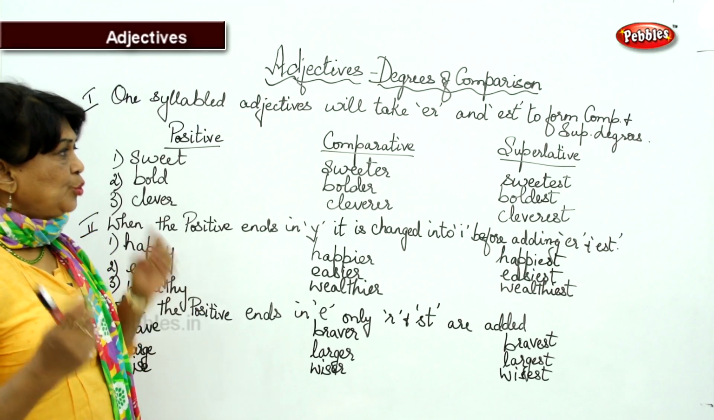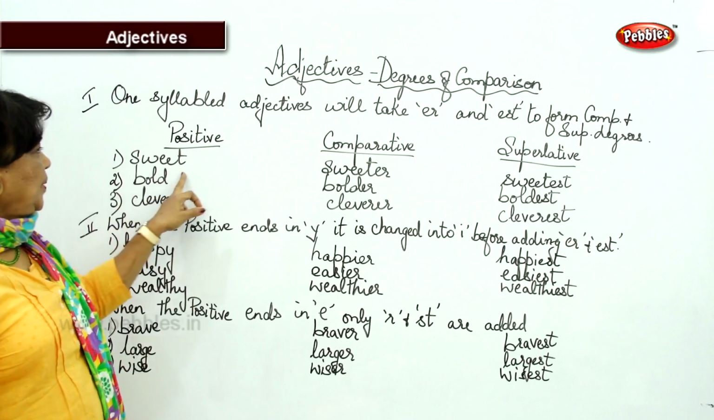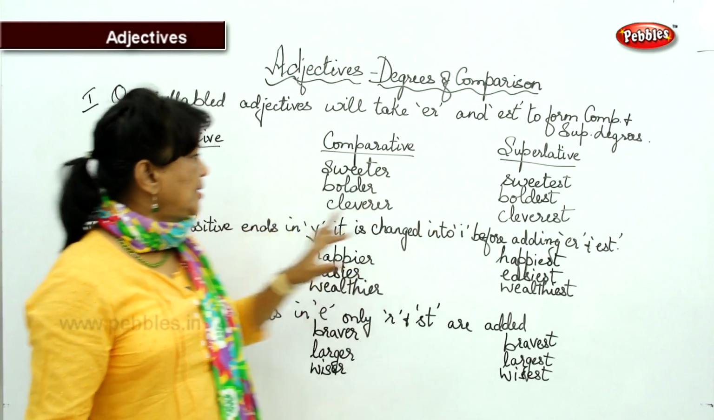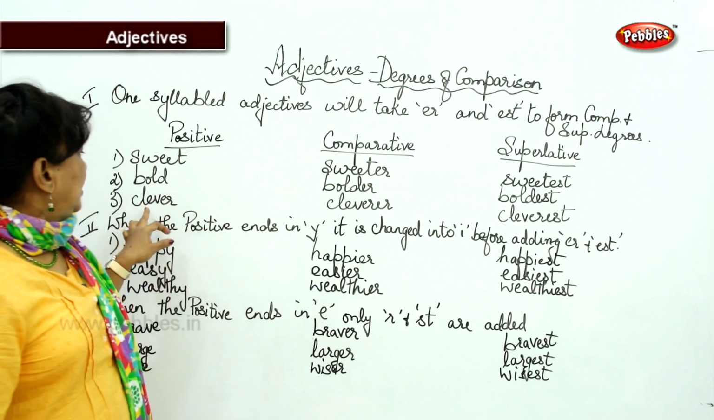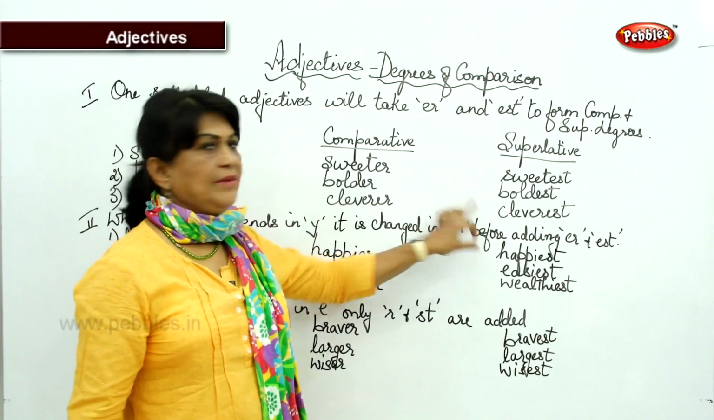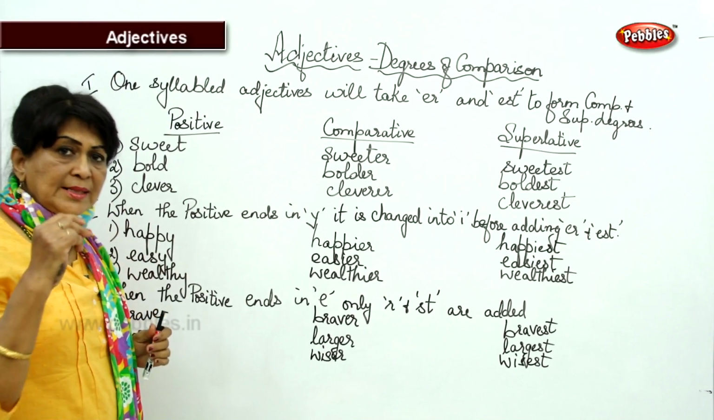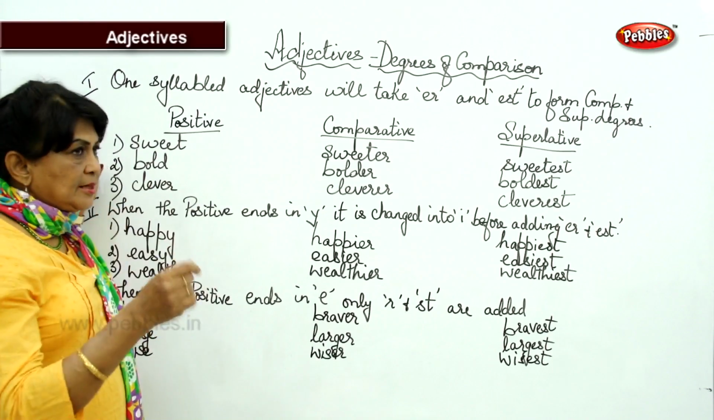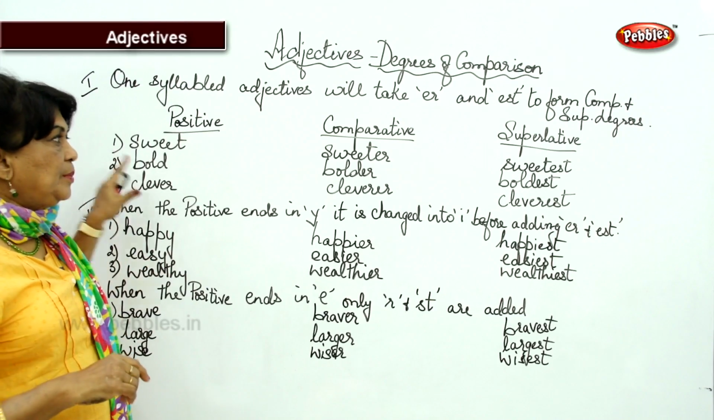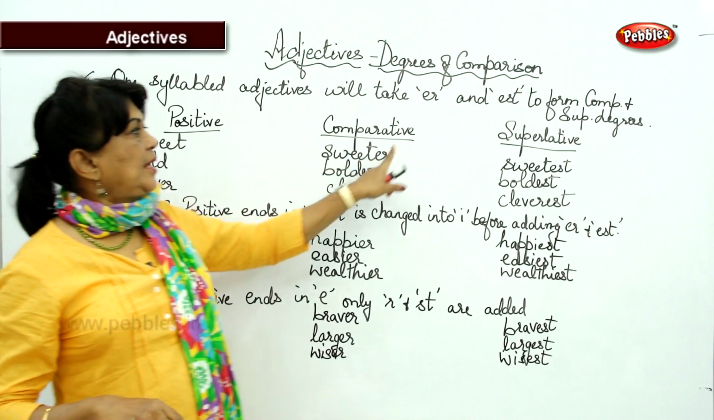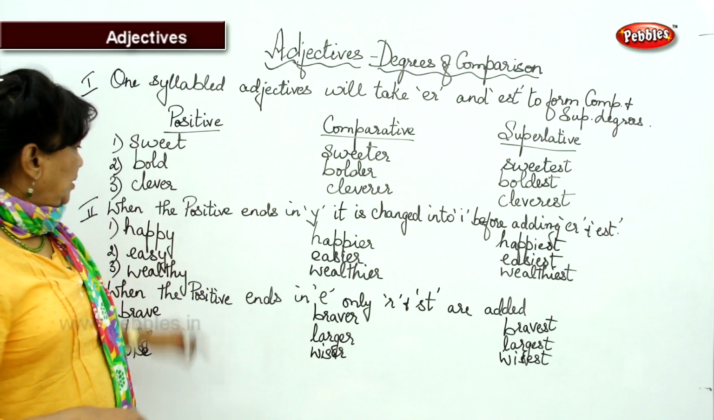I am going to give you 2 more rules before which we will just say sweet, sweeter, sweetest, bold, bolder, boldest, clever, cleverer, cleverest. Now these 3 words have only 1 syllable: sweet, bold, clever. So, 1 syllabled words will always take ER and EST for its comparative and superlative.